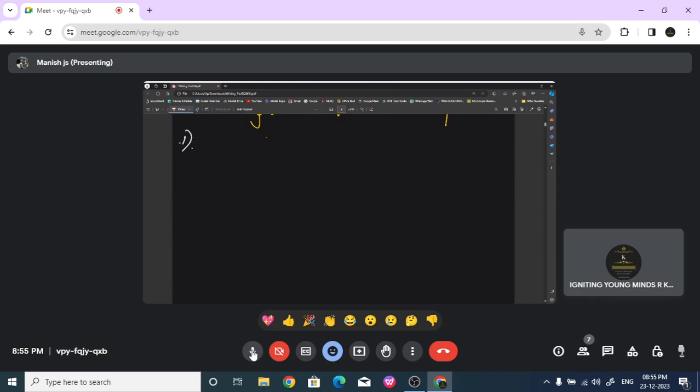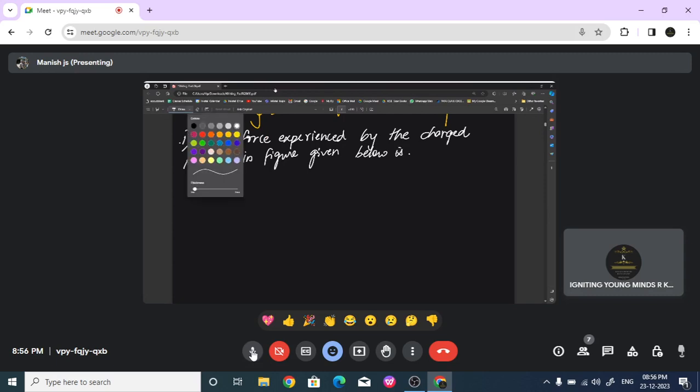Here comes the first question. The force experienced by the charged particle in the figure given below is. So I'll first draw the figure for you.